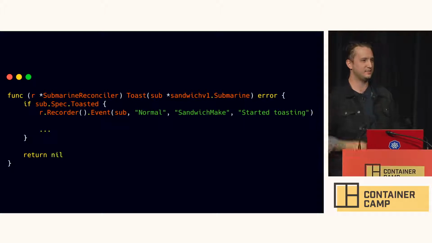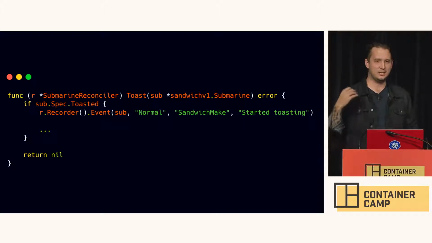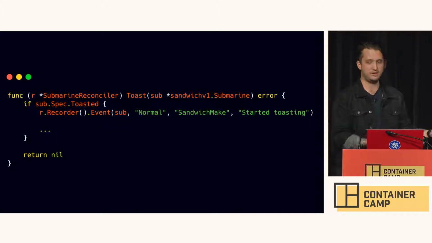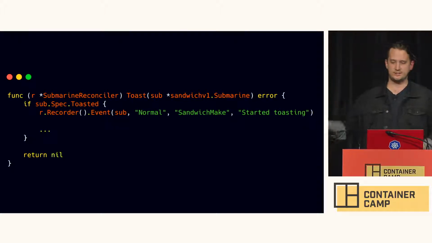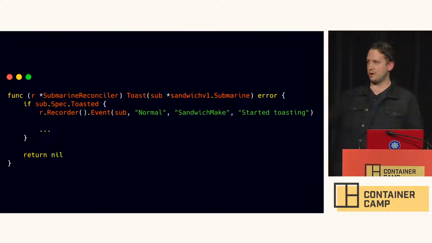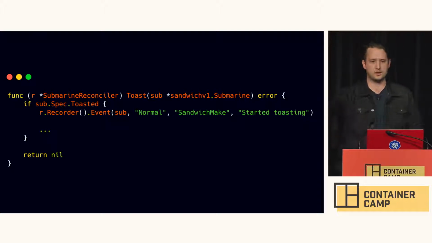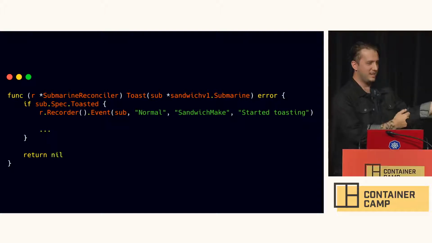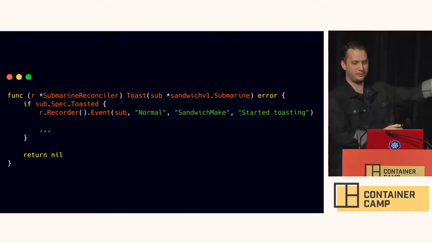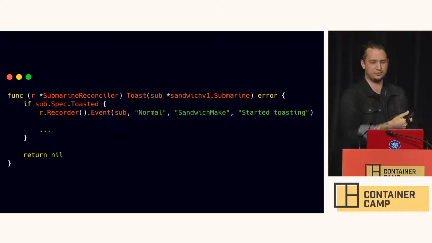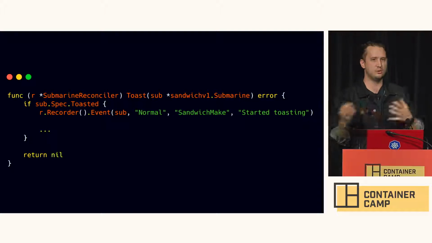So as a part of your operator, you can emit events for your objects. We know this from things like pods. When we describe a pod, we see that it's pulling the image, it's running the image, it's in a crash loop back off, all that fun stuff. That's what the recorder event does. So this will trigger an event, which is a normal event.